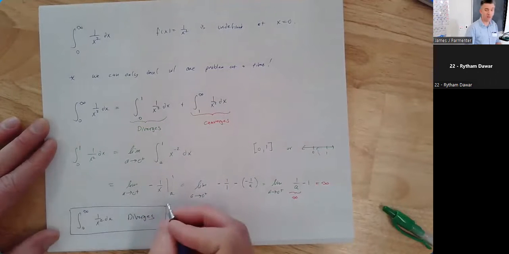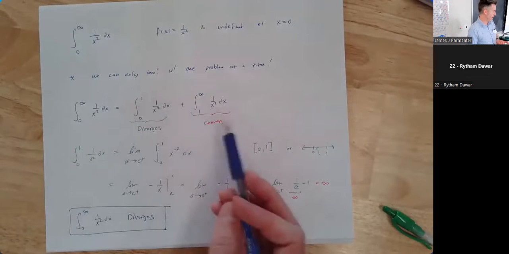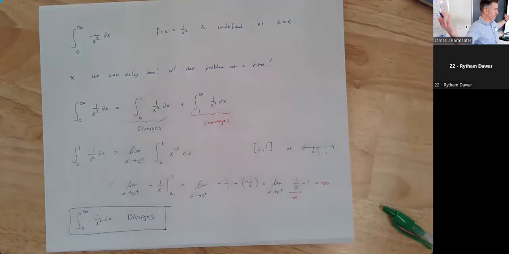Another way to convince yourself of this or think about this is that basically you're adding up something that's infinitely large to something that's finite. And an infinite thing plus a finite thing is still an infinite thing.